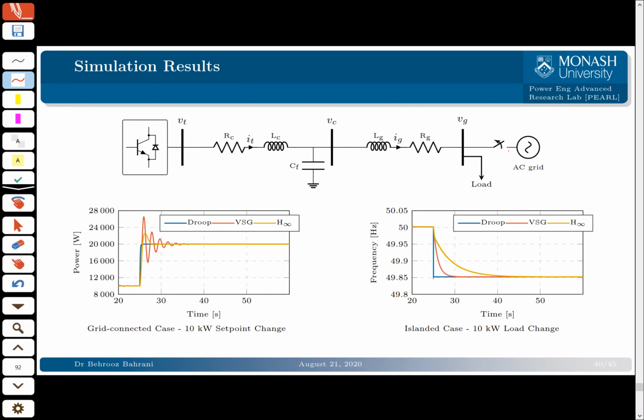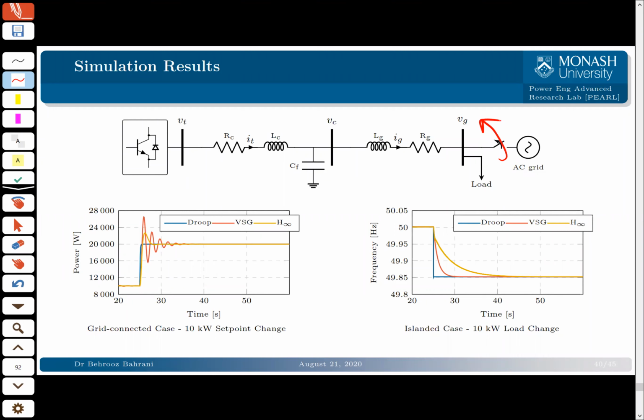Now, you might say, okay, droop is better, but you also need to look at the islanded case. In the islanded case, droop does not really give you any sort of inertia. It doesn't give you much ROCOF control. If you look at the ROCOF, rate of change of frequency, upon a step change in your load in the islanded mode, when this switch is open, your droop doesn't give you good performance.